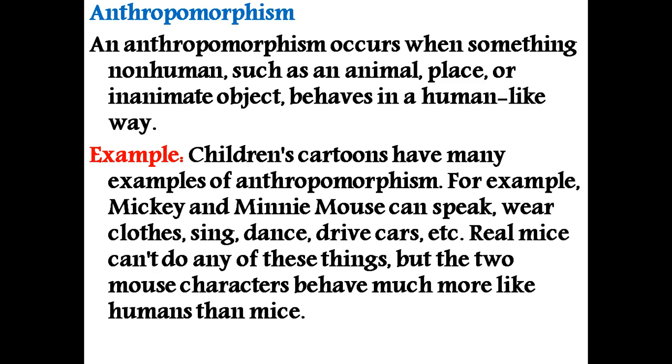Anthropomorphism. Anthropomorphism occurs when something non-human, such as an animal, place, or an inanimate object, behaves in a human-like way. So that is called anthropomorphism. Example: children's cartoons have many examples of anthropomorphism. For example, Mickey and Minnie Mouse can speak, wear clothes, sing, dance, drive cars, etc. Real mice can't do any of these things, but the two mouse characters behave much more like humans than mice.